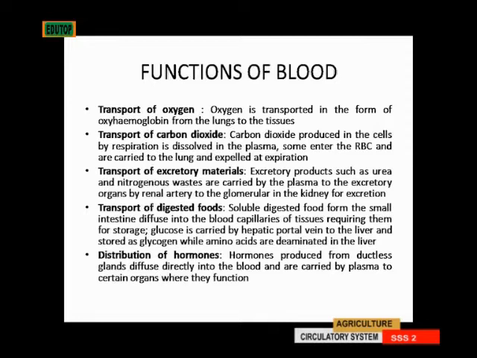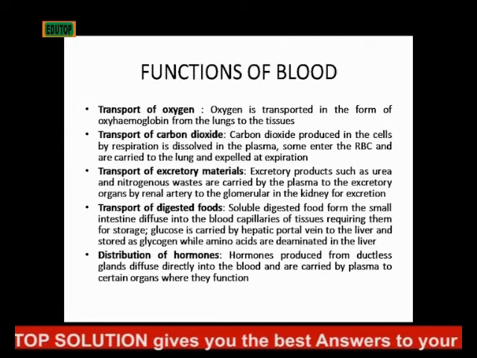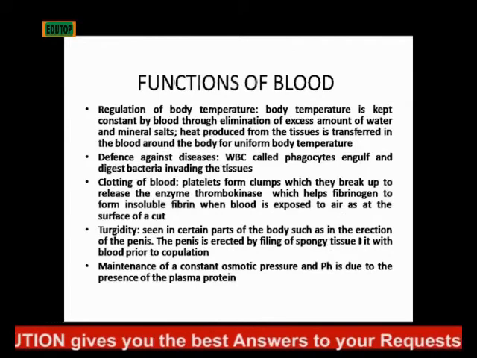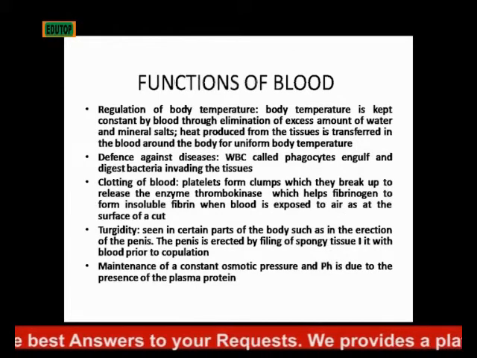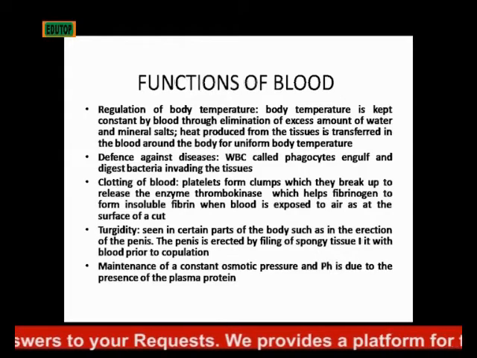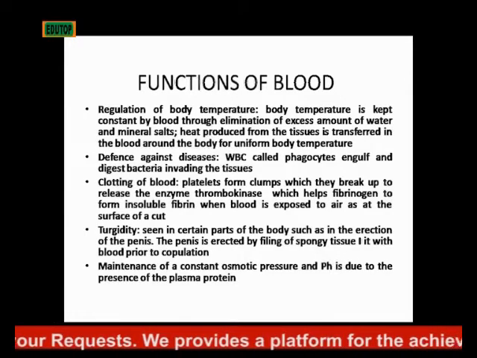First, it transports oxygen. Oxygen is transported in the form of oxyhemoglobin from the lungs to the tissues. After the oxygen is removed, you have your hemoglobin back. Then also, the blood transports carbon dioxide, it transports excretory materials, it transports digested food, then it helps in the distribution of hormones. It regulates the body temperature, it keeps the body temperature constant by elimination of excess amounts of water and minerals.